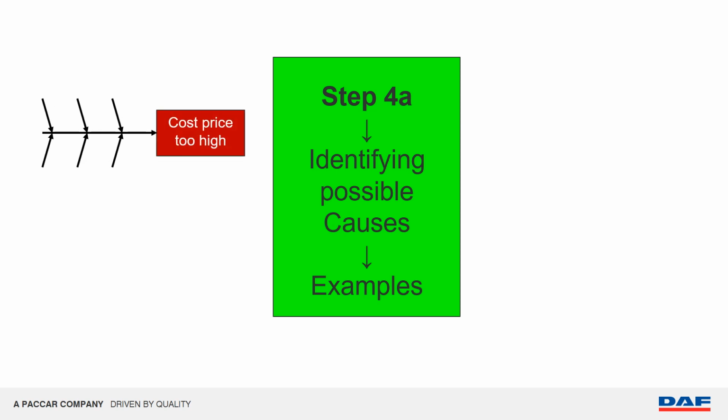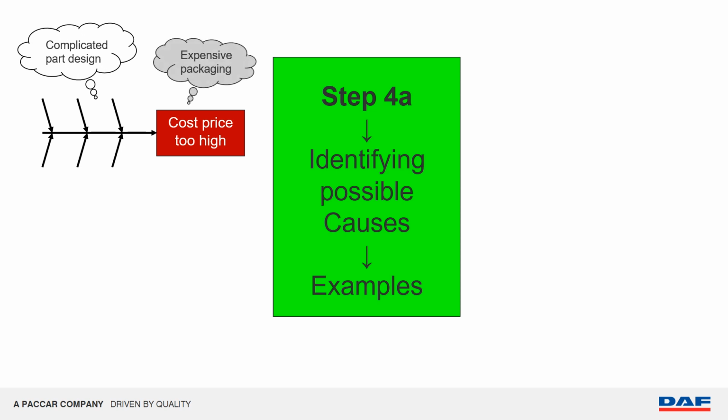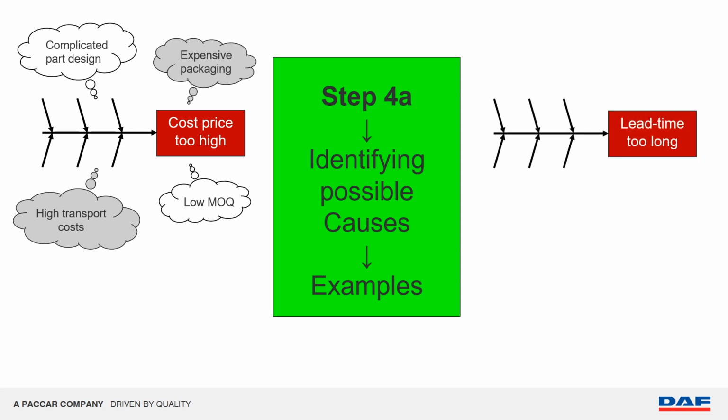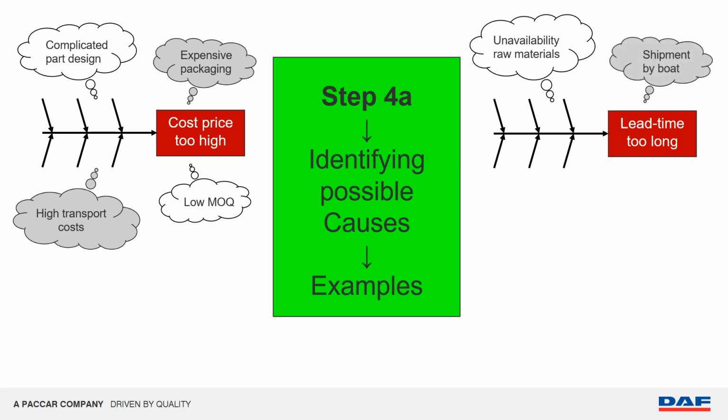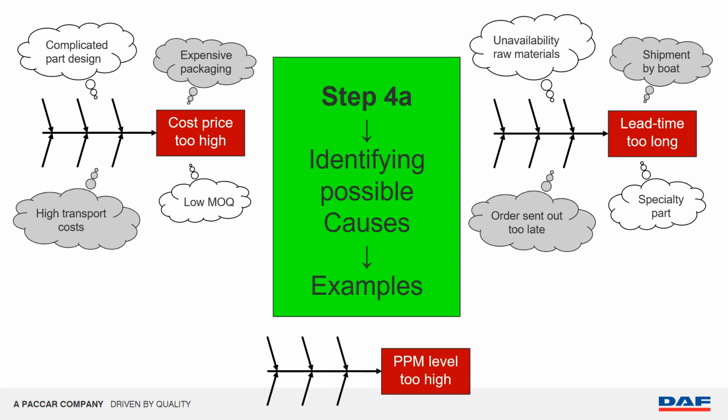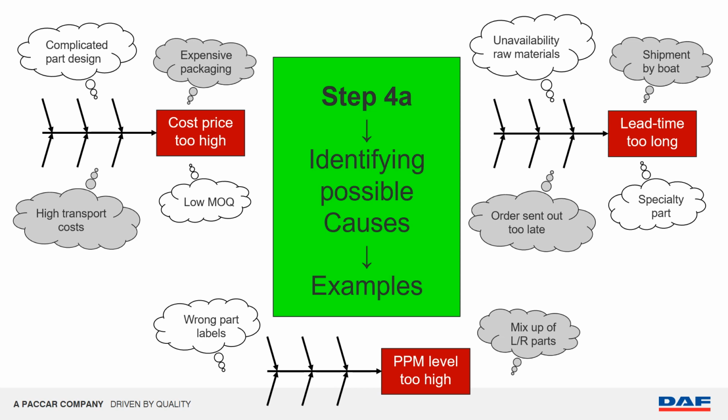Cost price too high. Reasons could be complicated part design, expensive packaging, low minimum order quantity, high transport costs. Lead time too long. Causes could be unavailability of raw materials, shipment by boat, specialty parts, or order sent out too late. PPM level too high. Could be due to wrong part labels or the mix-up of left and right parts.